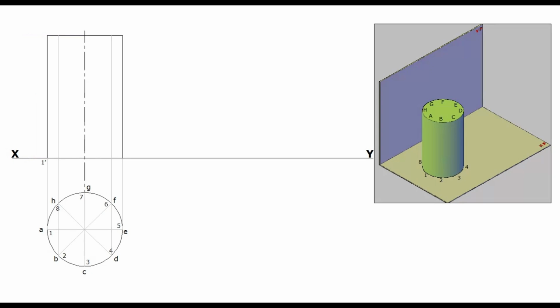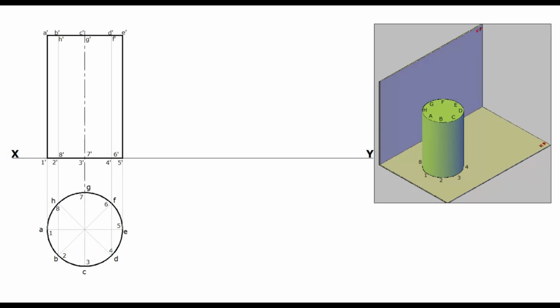Bottom base points are 1 dash, 2 dash, 3 dash, 4 dash, 5 dash, 6 dash, 7 dash and 8 dash, and the top base points are A dash, B dash, C dash, D dash, E dash, F dash, G dash and H dash. By this, the first stage of projection of the cylinder for the condition axis perpendicular to HP and parallel to VP is drawn.